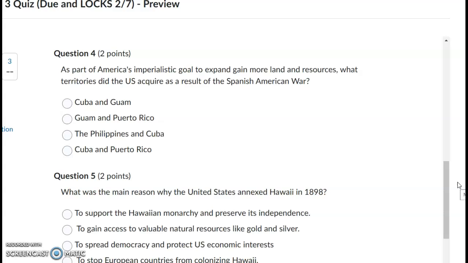Number 4, as part of America's imperialistic goal to expand and gain more land and resources, what territories did the U.S. acquire as a result of the Spanish-American War? Cuba and Guam, Guam and Puerto Rico, the Philippines and Cuba, Cuba and Puerto Rico.